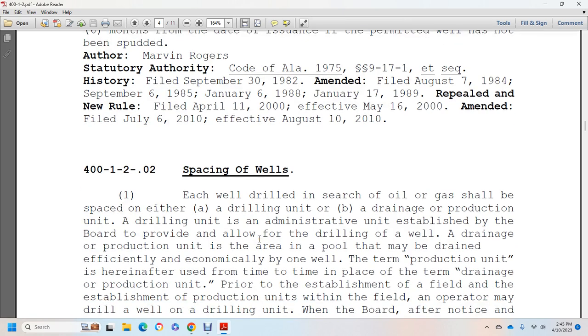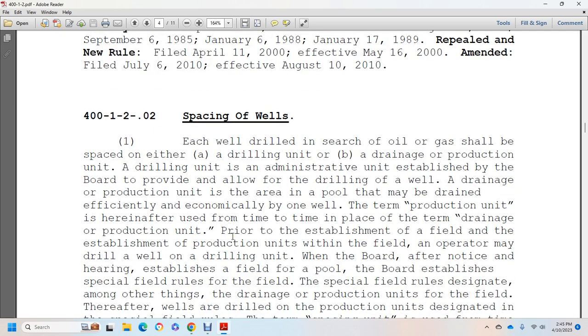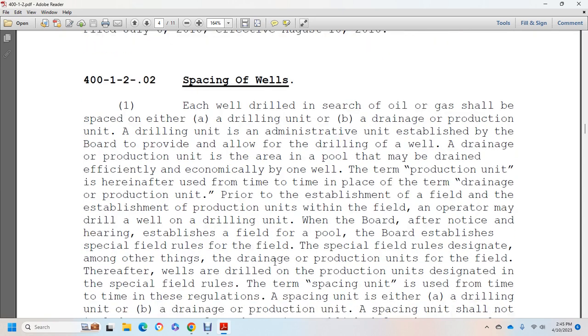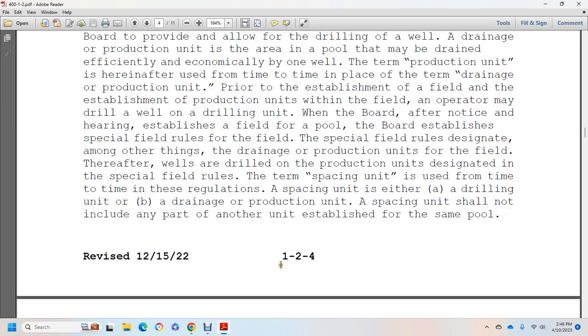The production unit is determined herein by the board from time to time. Prior to the establishment of the field, with established production units, the operator may drill a well on the drilling unit. When the board, after notice of hearing, establishes the field or pool, the board establishes special field rules designating, among other things, the drainage or production unit of the field, and thereafter wells are drilled on the production unit designated by the special field rule. The term spacing unit in these regulations means either the drilling unit or the drainage production unit. The spacing unit shall not include any part of another unit established for the same pool.